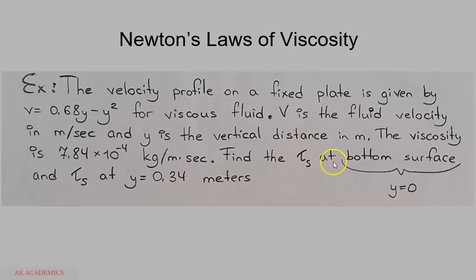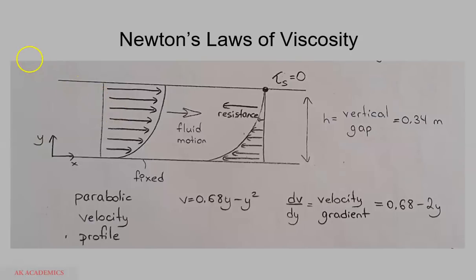At the bottom surface, we had said that the plate is fixed and it's at the origin. Hence, our y is equal to 0 at the bottom surface. And then we are looking for the shear stress at y equal to 0.34 meters. Since we are dealing with a parabolic fluid, you can see here we have the flow of the fluid in forward motion, and you can see we have the resistance moving against the flow of the fluid. Alright, you can see we have a fixed plate right at the bottom, and right at the top here we have the variable plate.